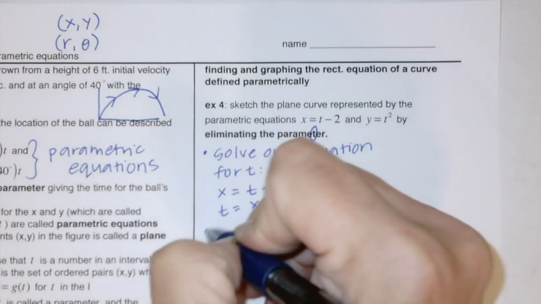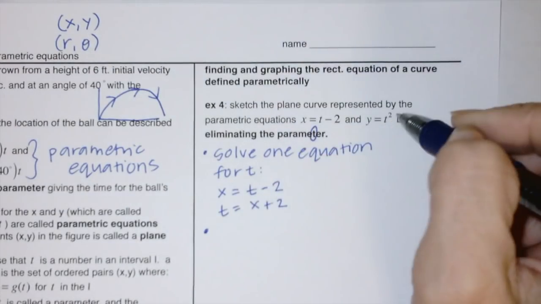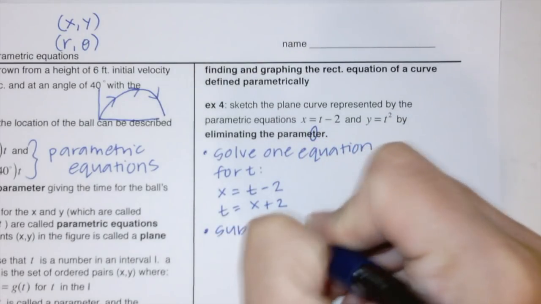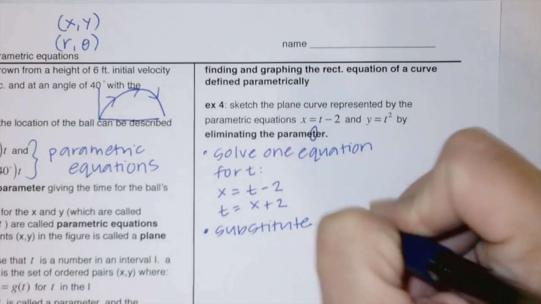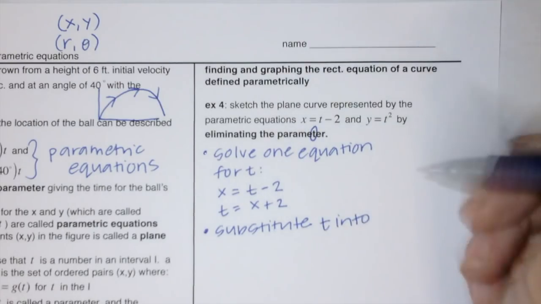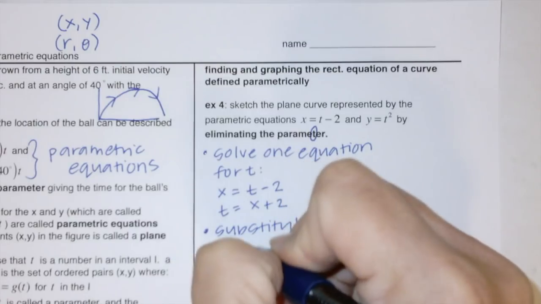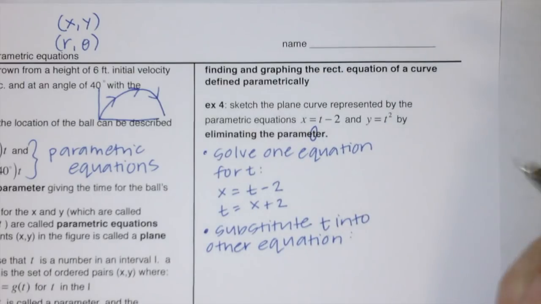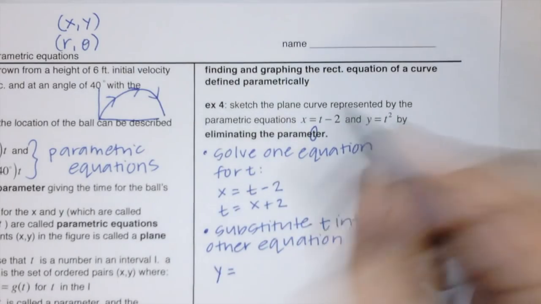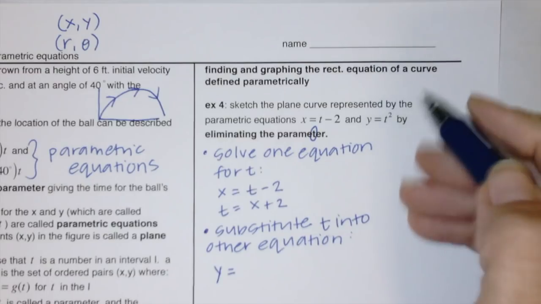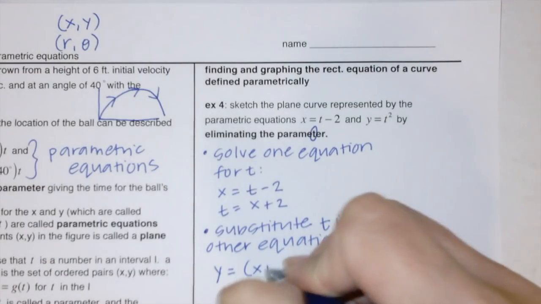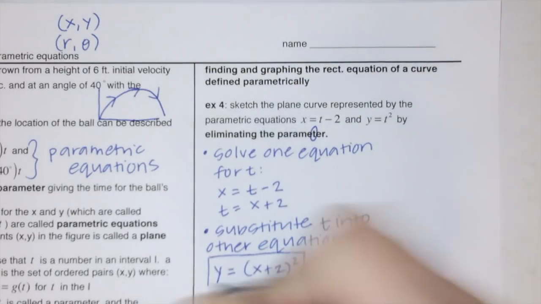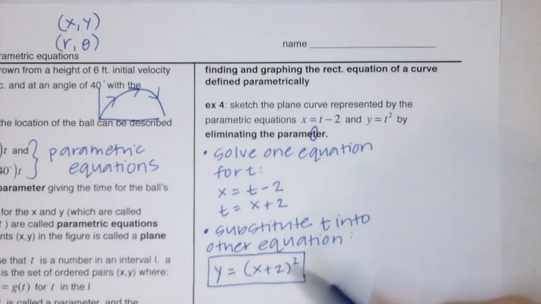Okay? And then the next step is now that I've solved for t, I'm going to plug it into the other equation. So I'm going to substitute t into the other equation. So what that looks like is y equals, I'm going to plug t into here, so that's going to be (x plus 2) squared. So if I asked for you to eliminate the parameter, there is the equation with the parameter eliminated. And now I'm going to graph this.